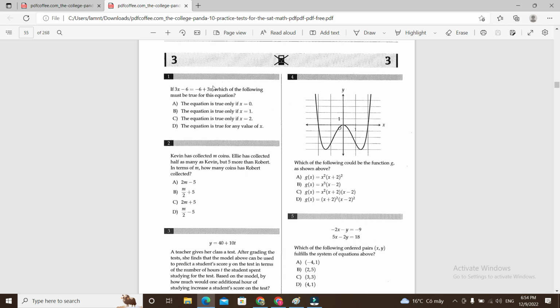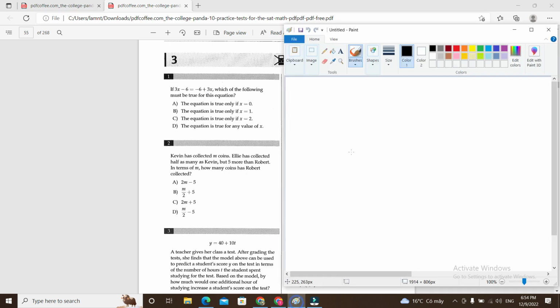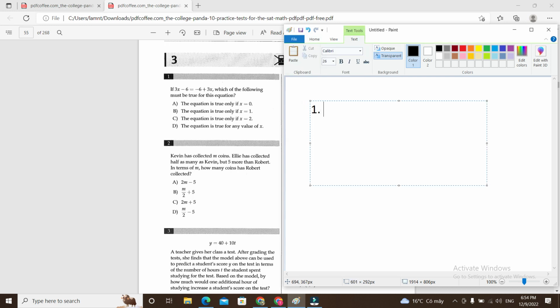If 3x minus 6 is equal to 3x minus 6 minus 3x, one of the following must be true. Okay, so 3x minus 6 is equal to minus 6 plus 3x. If you do multiplication, you just change the right side a little bit and keep the left side intact, and you have 3x minus 6 is just equal to 3x minus 6. So this is true for all x. Therefore the answer is D. Number 2.